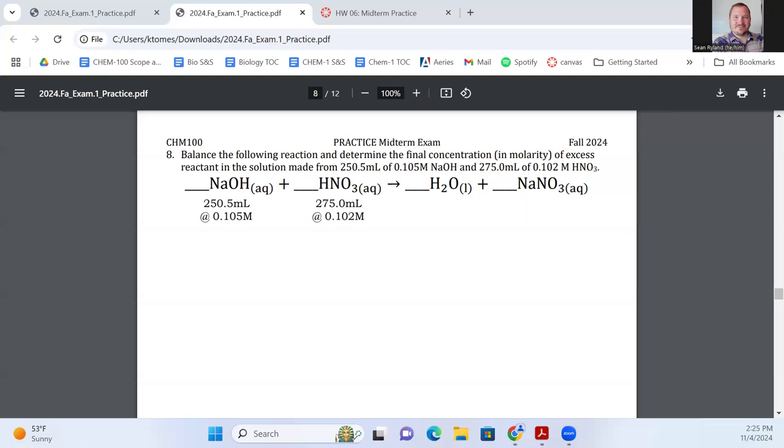So it's, what is the excess reactant? What's the concentration in moles per liter of the excess reactant when the reaction is over? How are we going to figure that out?